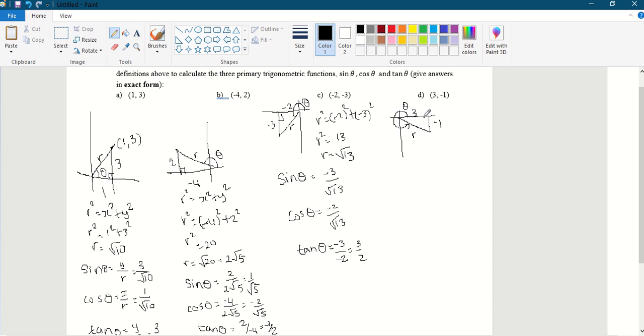R is unknown again. So if you were to find R, we can say R squared equals 3 squared plus negative 1 squared. In our case, R squared equals 10. R equals square root of 10. Once we have that, sine theta is y over r, opposite over hypotenuse, so negative 1 over root 10. Cos theta is adjacent over hypotenuse, so in our case 3 over root 10. And lastly, tan theta will be then opposite over adjacent, so negative 1 over 3.